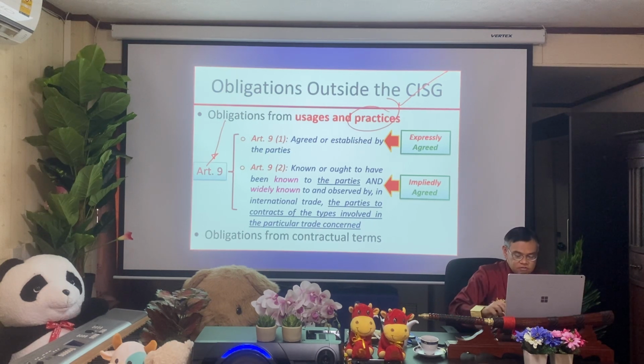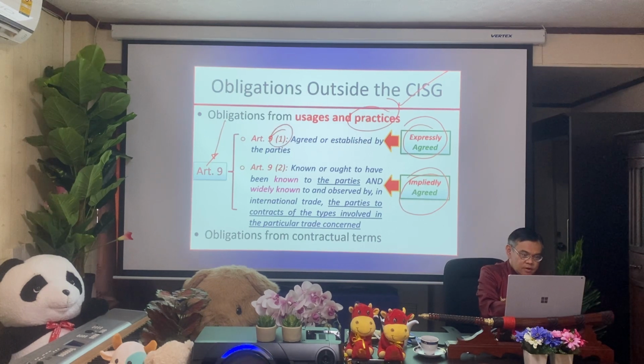According to Article 9 of the CISG, there may be usage and practices which are expressly agreed, and there may also be usage which is regarded by law as impliedly agreed, even though the parties have not expressly agreed on such usage. The distinction between the expressly agreed usage and practices and the usage which is impliedly agreed can be seen in Article 9(1) and 9(2).